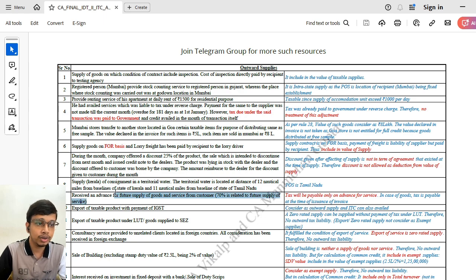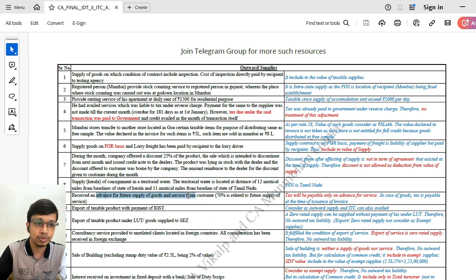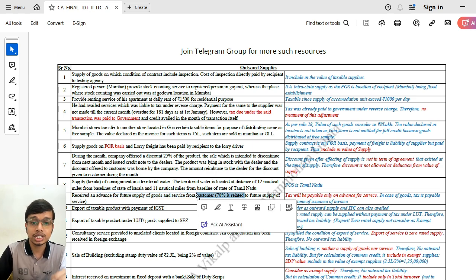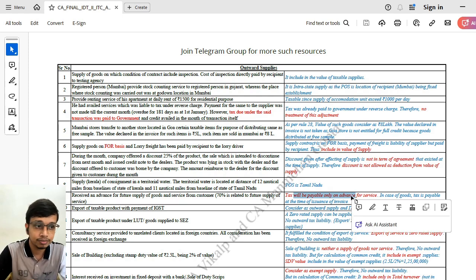Ninth point, received an advance for the future supply of goods or services. If you have read the time of supply chapter, in case of advance received for the supply of goods we cannot consider it in the month of advance received, because as per time of supply we have to record when the supply of goods has been made or invoice has been raised. But for the advance received for services we have to consider it in the month in which the advance was received, so tax will be payable on advance only for services.